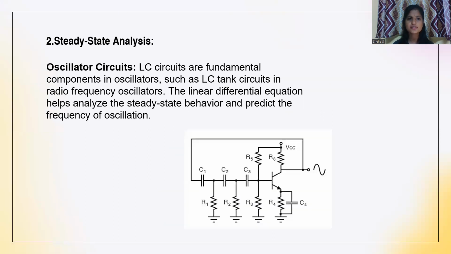The second one is the oscillator circuit. Oscillator means oscillating current. We can see this in LC tank circuits such as radio frequency oscillators. Here this linear differential equation will help us to analyze the steady state behavior and predict the frequency of oscillation. So here we have one RC oscillator where 3 capacitors and 6 resistors are connected to each other, and 4 capacitors.